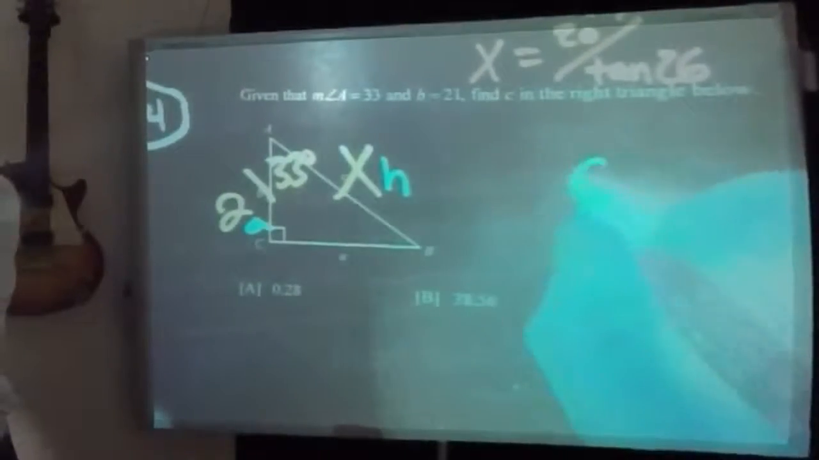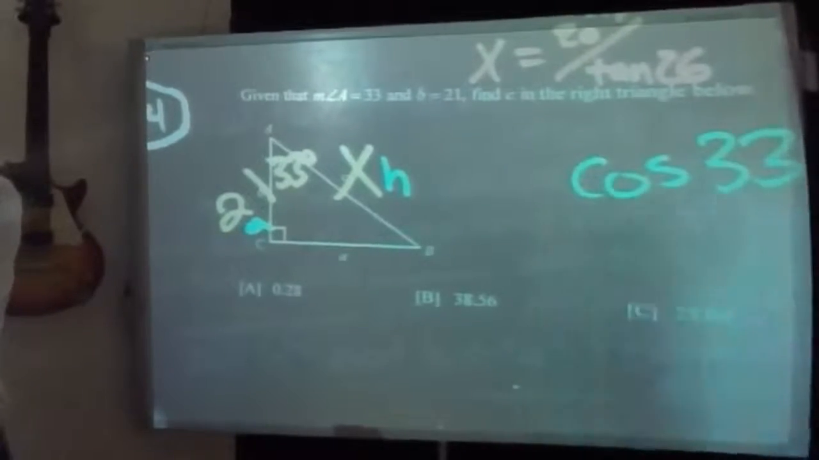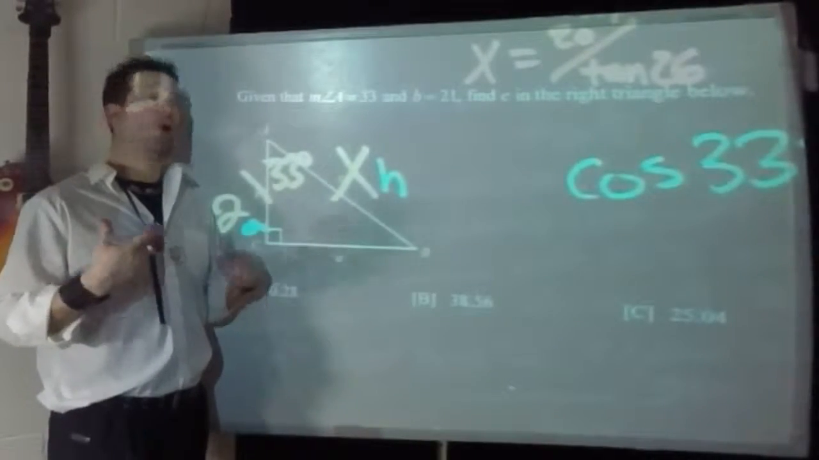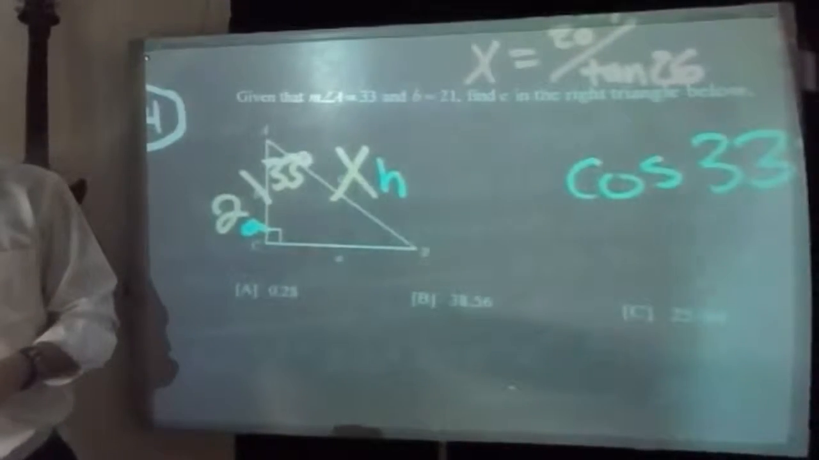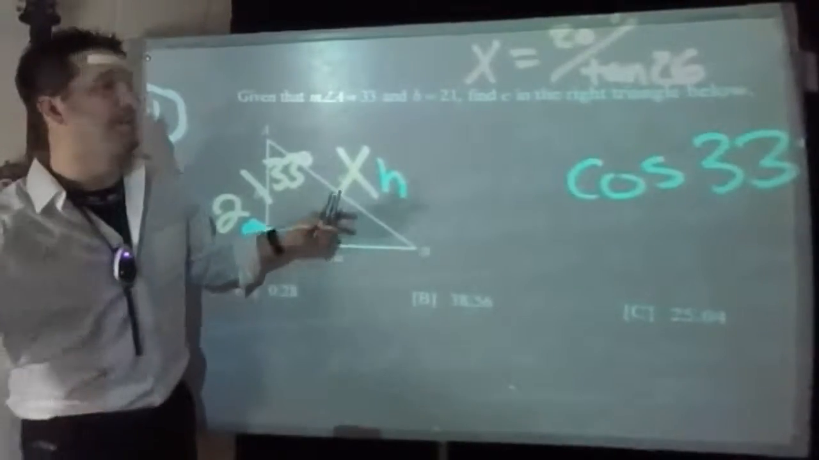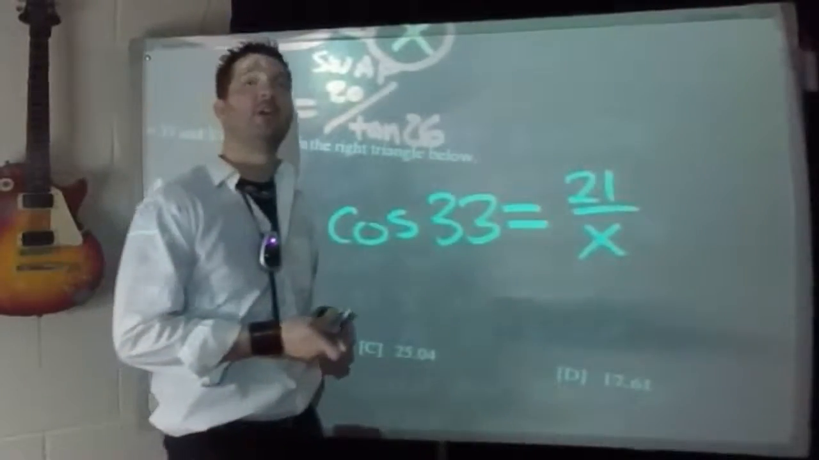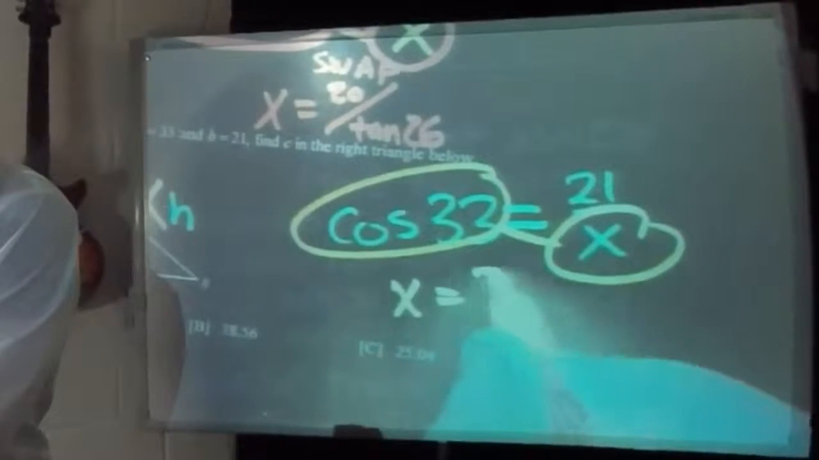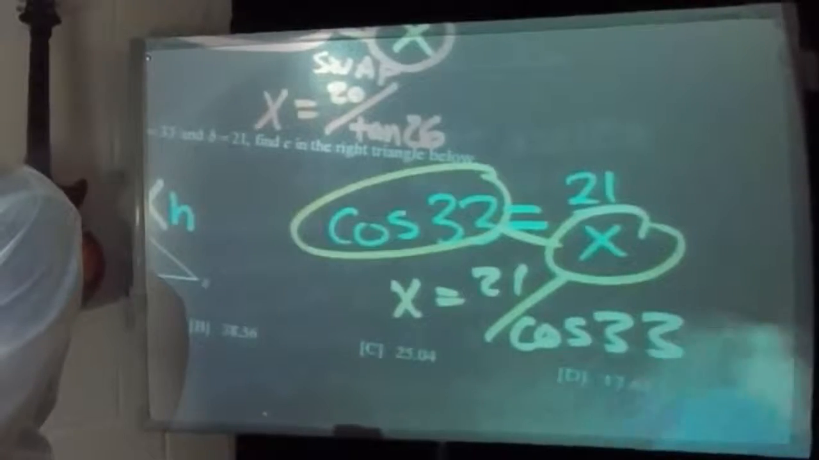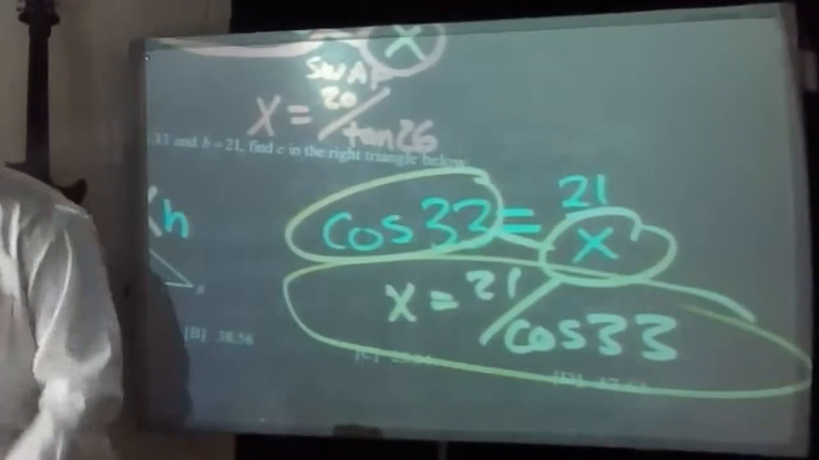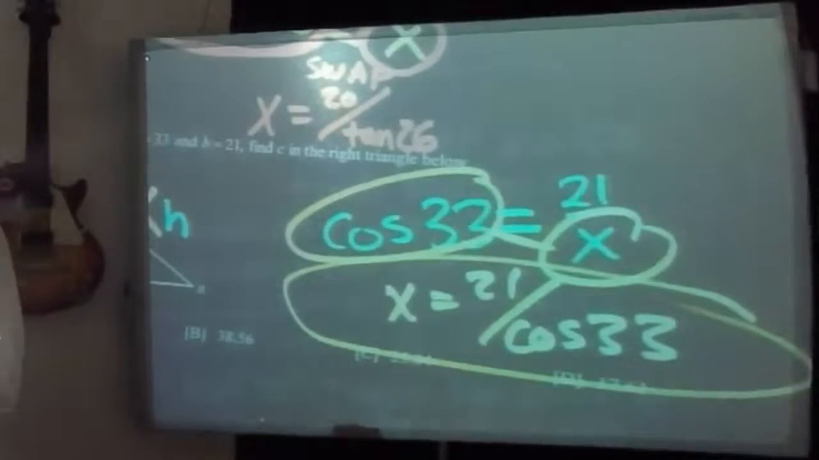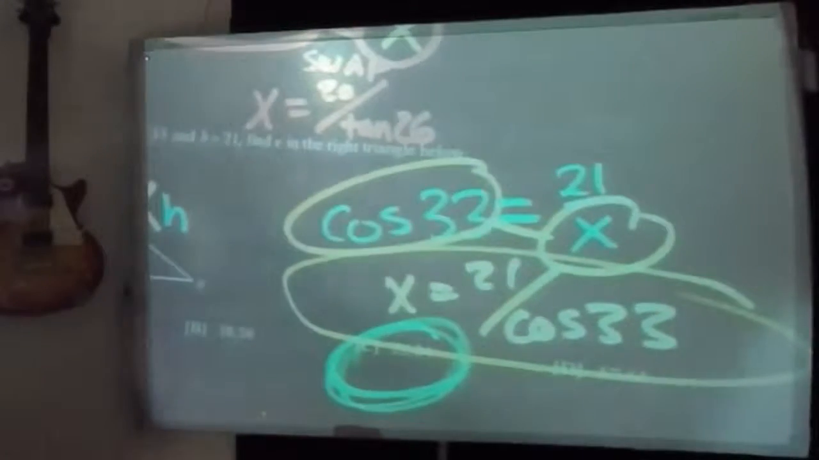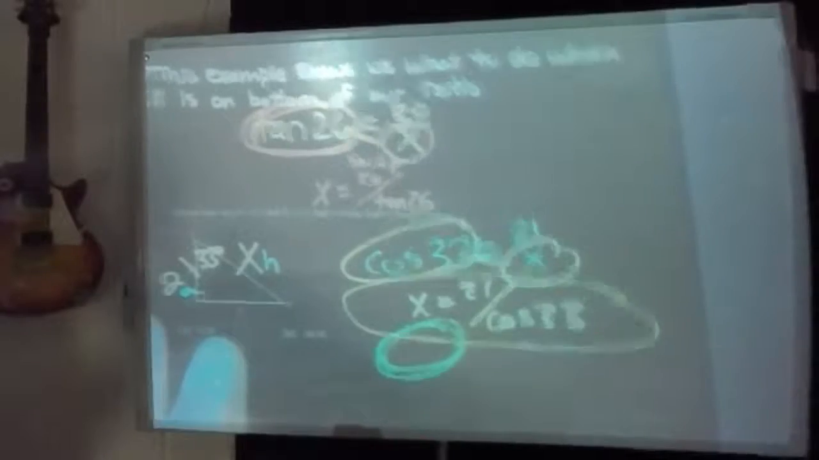What goes right next to cosine? 33 equals A over H. So what over what? 21 over X. Now obviously X is on the bottom. What do we do when X is on the bottom? Swap it. So X is 21 over cosine 33, which is 25.039, rounds to 25.04, and that is it.